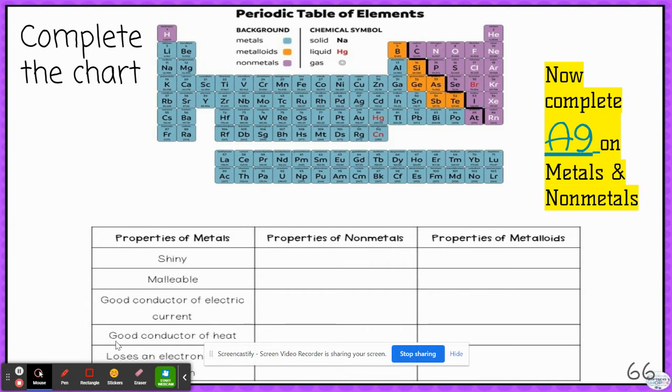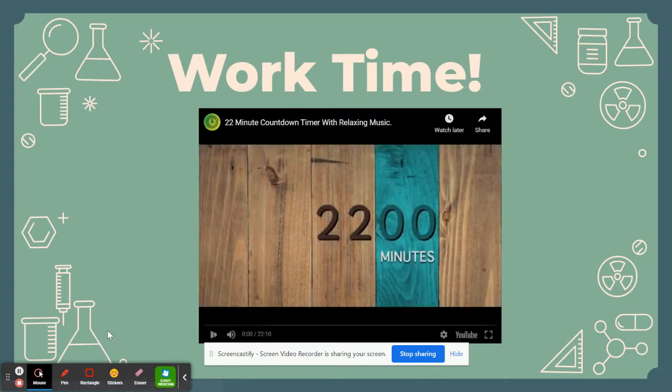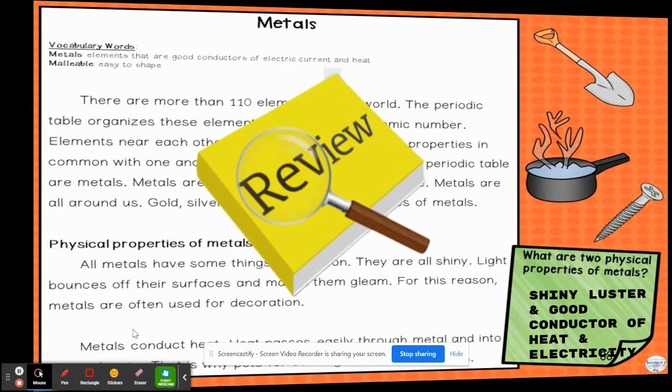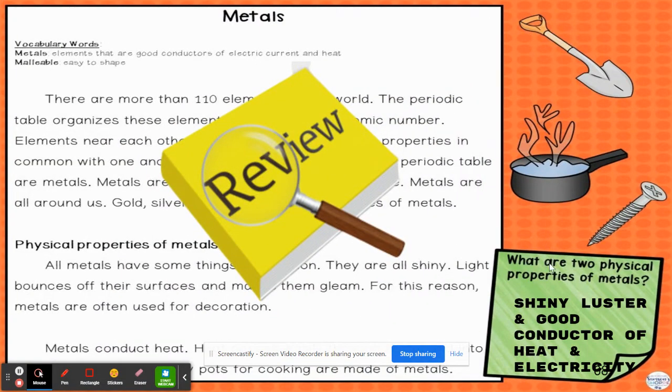Welcome back. Hopefully you've paused and completed this work on your own. The students in class had about 22 minutes to work on this with their table mate. Here we go. Two physical properties of metals are that they're shiny, which means they have kind of a metallic luster. They're also good conductors of heat and electricity.